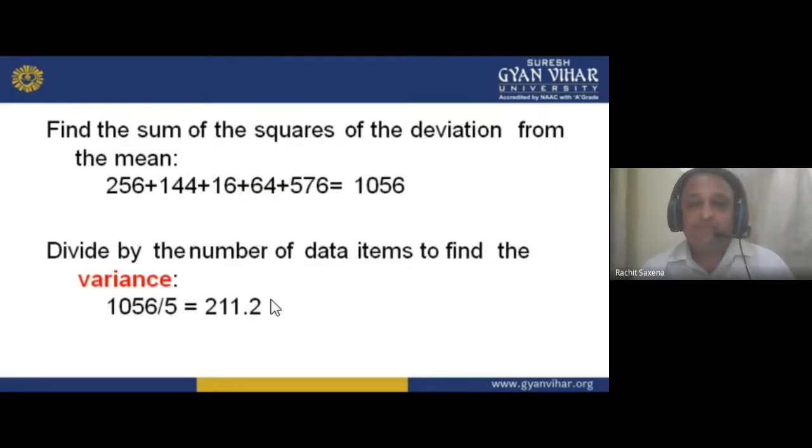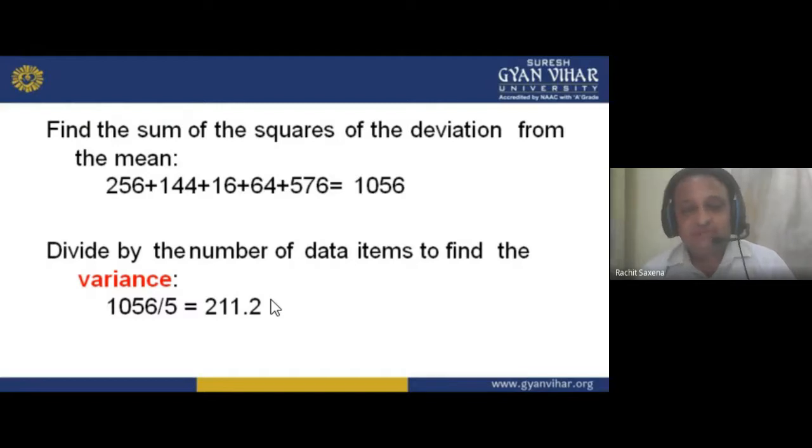Okay, now find the sum of the squares of deviation from the mean. Now you have already calculated the squares. Now take a sum of it. So what we have to do? 256 for the first square deviation, 144 for the second, 16 for the third square deviation, then 64 for the fourth square deviation, and 576 for the fifth deviation square. So if I add all these five quantities, I am getting 1056.